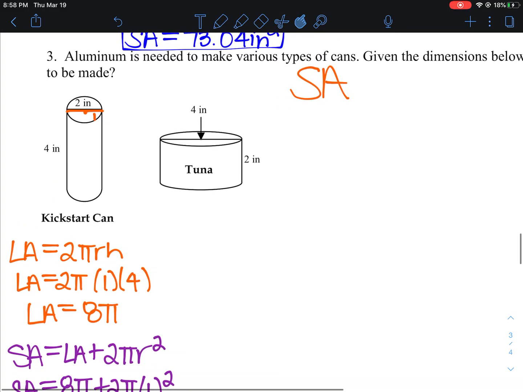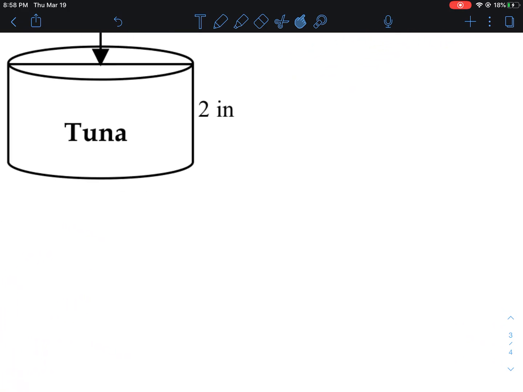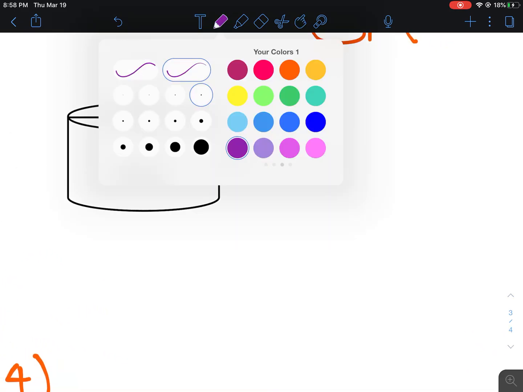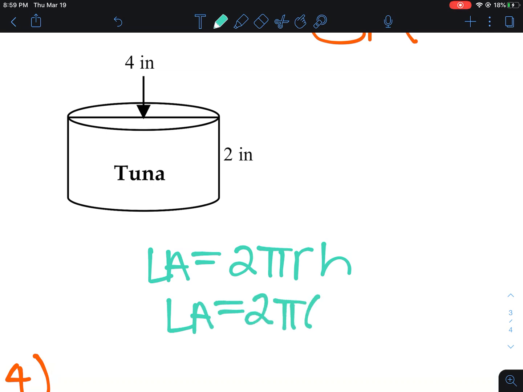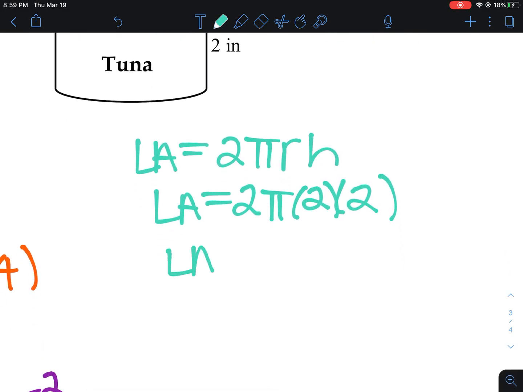So now let's do the same process for the tuna can so we can see which one had the bigger surface area. Okay, for the tuna can, first let's find the lateral area. The radius, again, the whole thing across is 4, which would mean the radius would just be 2. And the height is also 2. So 2 times 2 times 2 is 8 pi.